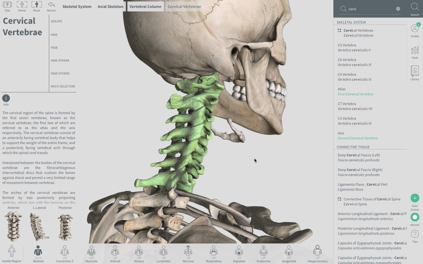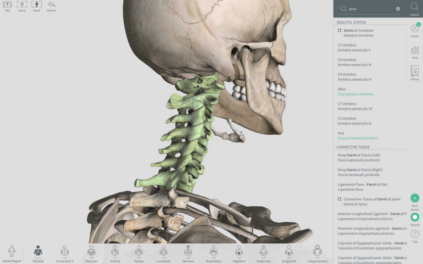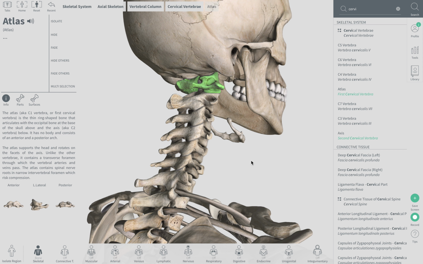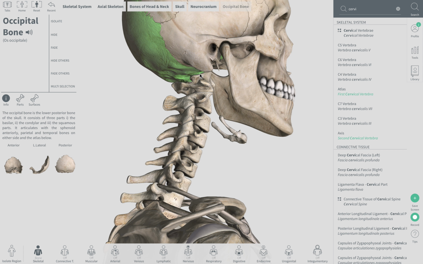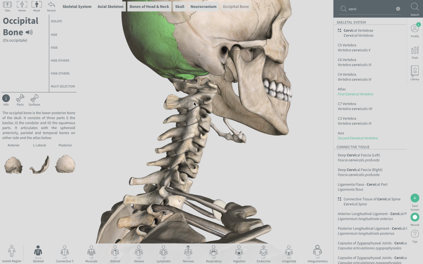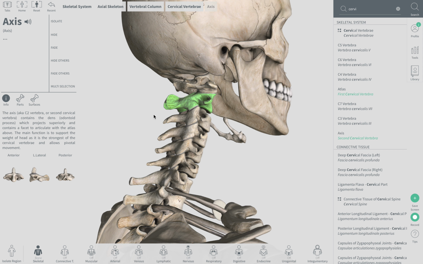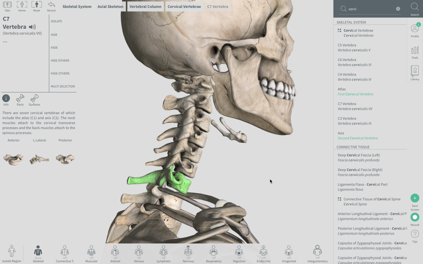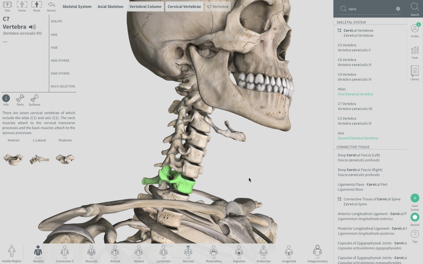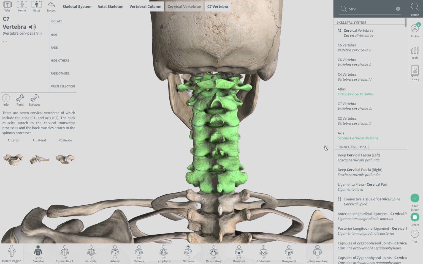To note are C1 and C2. C1 is the atlas that articulates with the skull, specifically at the occipital condyle of the occipital bone. And then the axis is just below, and that is C2. And then the rest are C3, 4, 5, 6, and C7. And that is our cervical vertebrae.